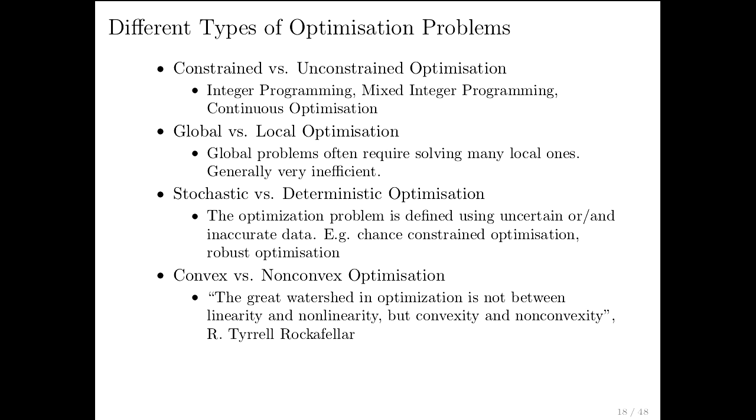We can think about global optimization and local optimization. What we really mean by that is, are we after finding global solutions or just some local solution to a particular problem? To be able to solve a lot of problems globally, we need to solve a whole heap of local problems, and they are often inefficient.